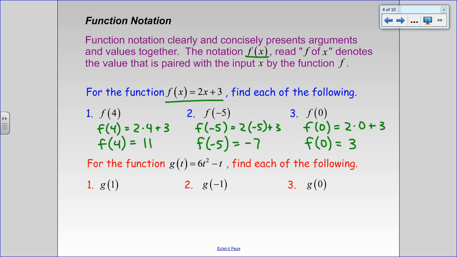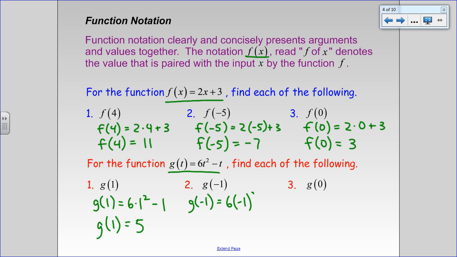Let's look at a different function. g of t equals 6t squared minus t. It's fairly straightforward to find each of these following values from that function. g of 1 would be 6 times 1 squared minus 1, which means that g of 1 is 5. g of -1 would be 6 times (-1) squared minus (-1), which would be 6 plus 1. So g of -1 is 7.